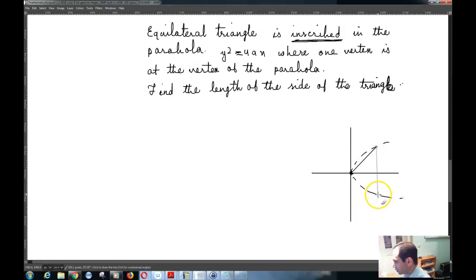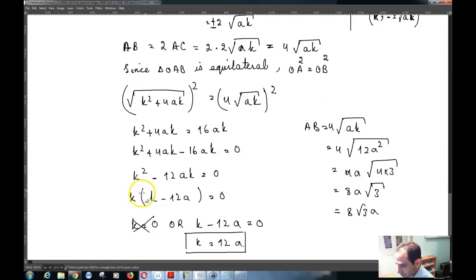Some situation like this, and since it's an equilateral triangle, all of these angles have to be the same, 60, 60, 60. Which is easy to find out because it's not that difficult to find out.